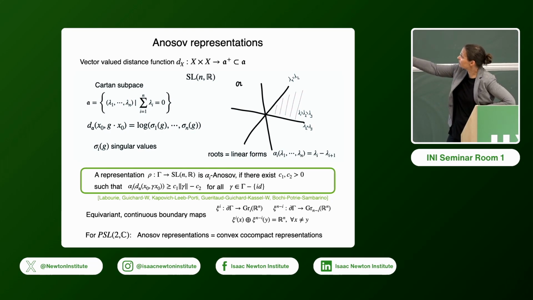One, that there exist constants such that if I take the simple root of this vector valued distance function between the base point and gamma times the base point, this is bigger or equal than a constant times the word length of gamma minus a constant.